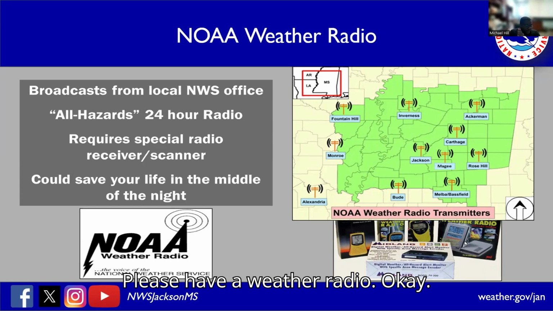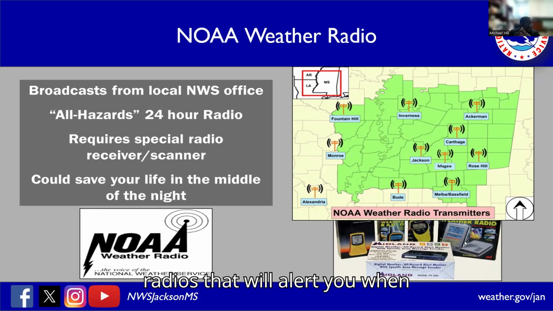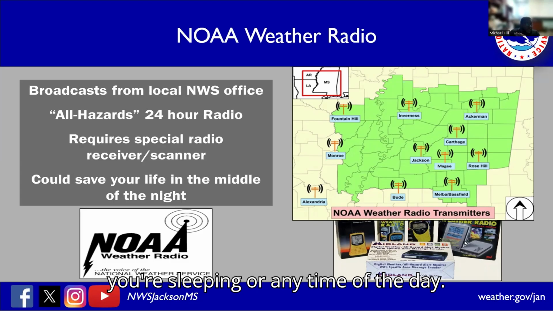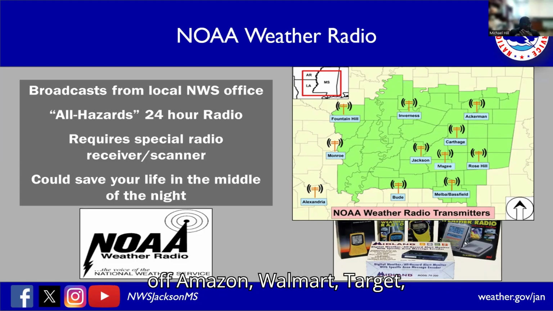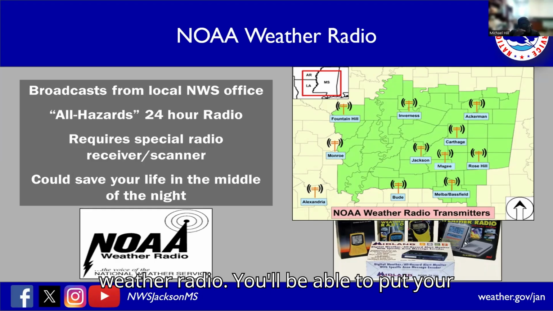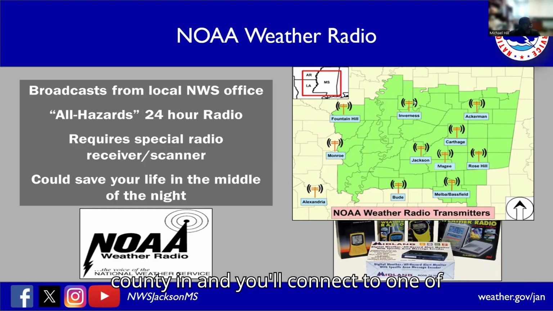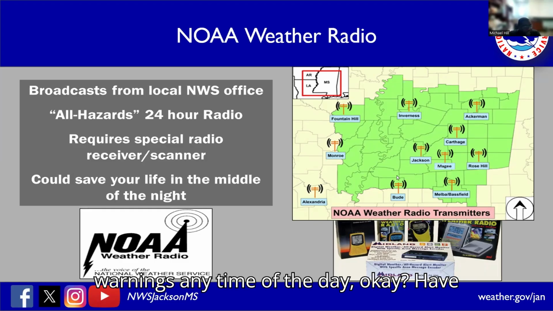Please have a weather radio. Okay. These can save your lives in the middle of the night. These are all hazard radios that will alert you when you're sleeping or any time of the day. They're roughly 30 to 40 bucks. You get them off Amazon, Walmart, Target, whatever. Get you a NOAA all hazards weather radio. You'll be able to put your county in and you'll connect to one of these transmitters and it'll give you the warnings any time of the day.